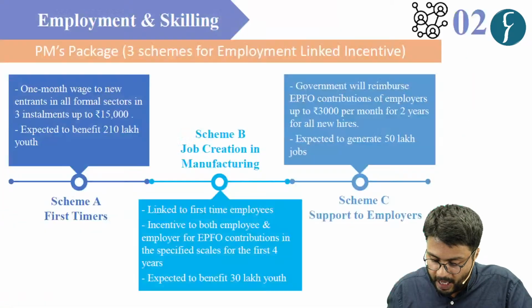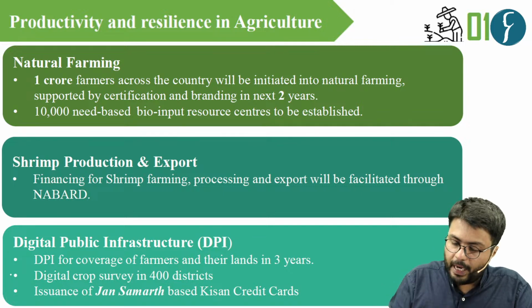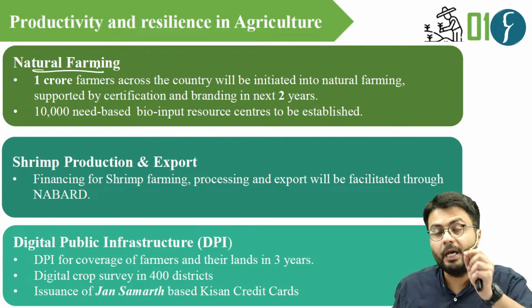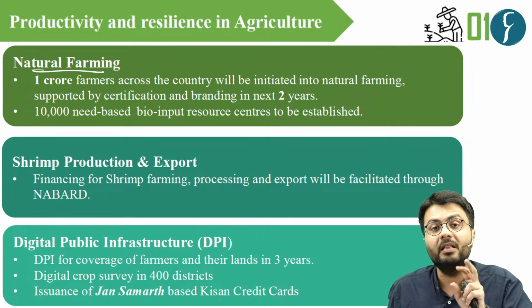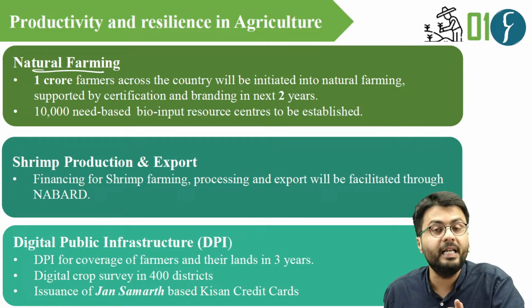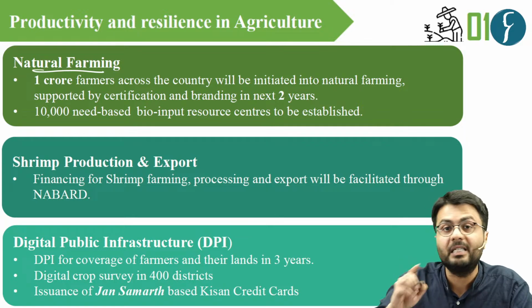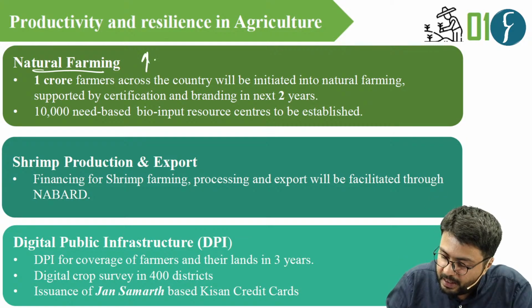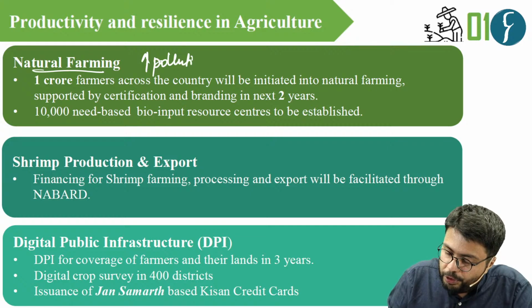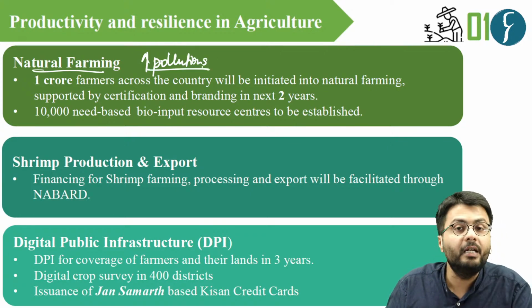And also government is looking to promote natural farming, because right now farmers in India are utilizing resource intensive farming which utilizes chemical fertilizers and pesticides. However, this has increased the pollution levels across the Indian economy.